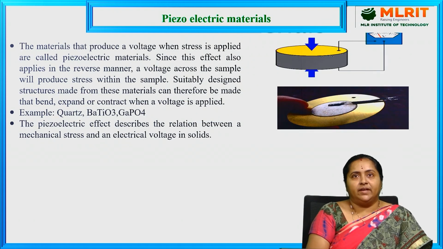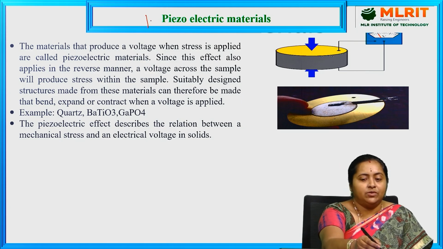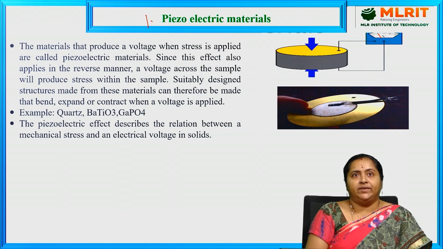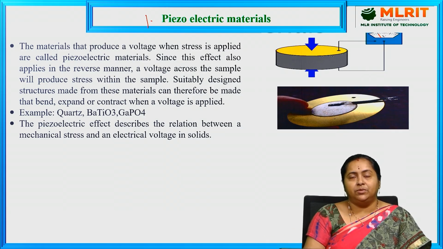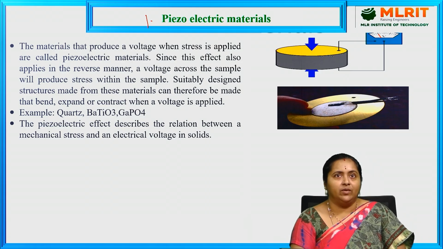So I am directly switching to the different categories of smart materials, or we can say the best examples for smart materials of various categories, that we are going to deal with in today's class. The first one is piezoelectric materials. So what are piezoelectric materials? They are the materials that are able to produce a voltage when a mechanical stress is applied on the material.